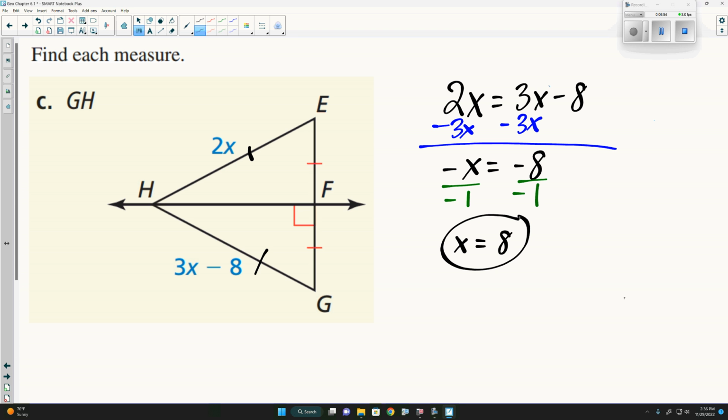Well, if negative x equals negative 8, then positive x must equal positive 8. If I change the sign of one side, I have to change the sign of the other. Now we do need to plug it back in, so I could plug it back into 2x, which is 2 times 8, or 3 times 8 minus 8, which would be 24.